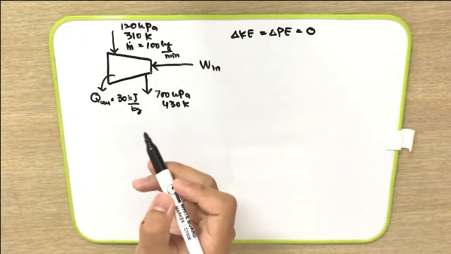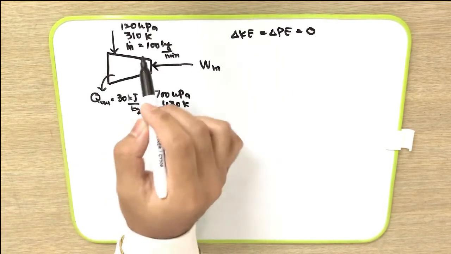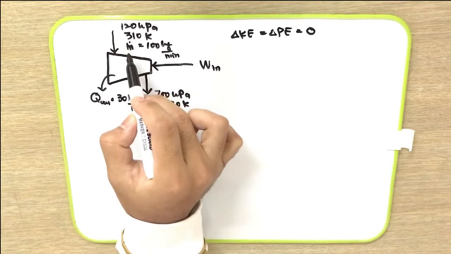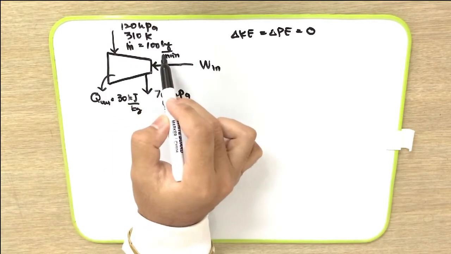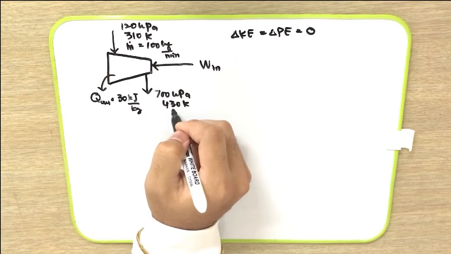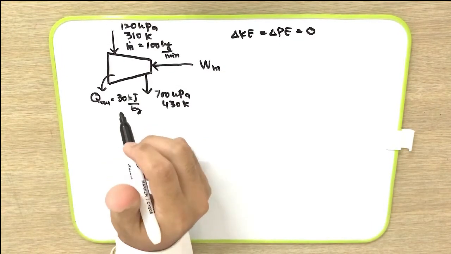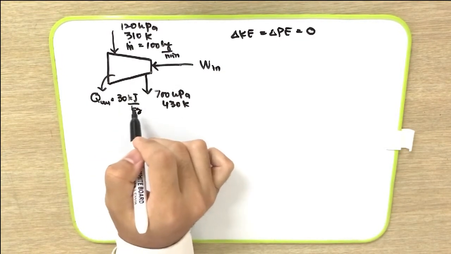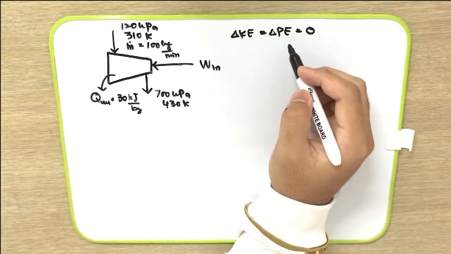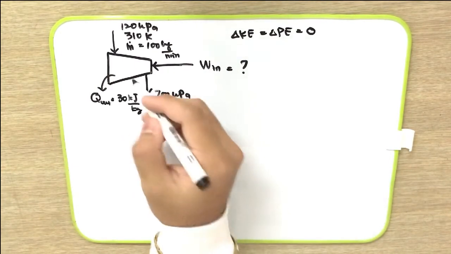In this question, we have a compressor which is going to compress helium from 120 kPa and 310 Kelvin with the mass flow rate of 100 kg per minute. The outlet will be 700 kPa and 430 Kelvin. It is mentioned that some amount of heat will be lost from this compressor, which is 30 kJ per kilogram. And it was mentioned as well, the KE and PE we have to neglect. Thus, we have to find what is the power input for this compressor.